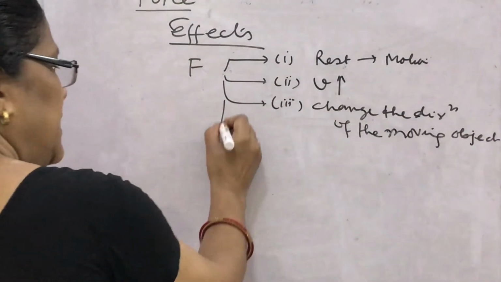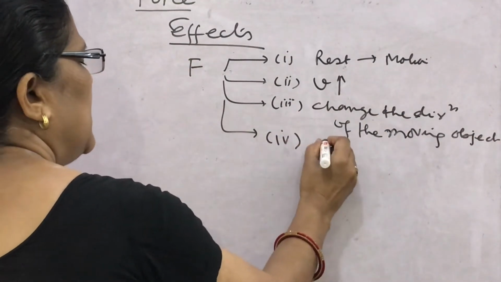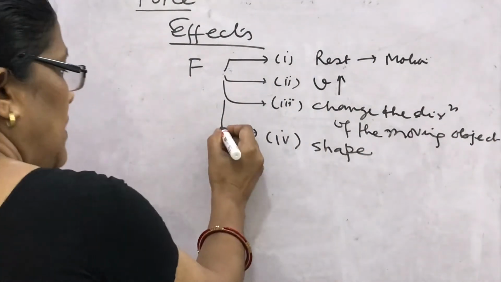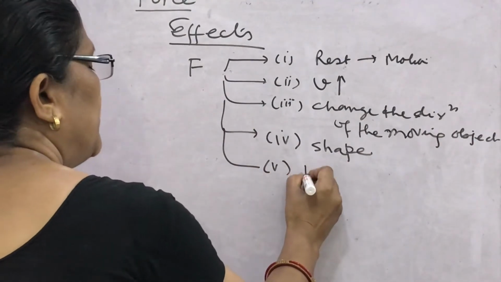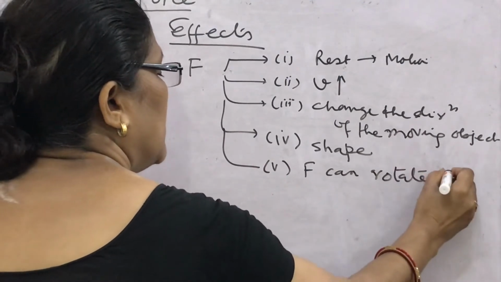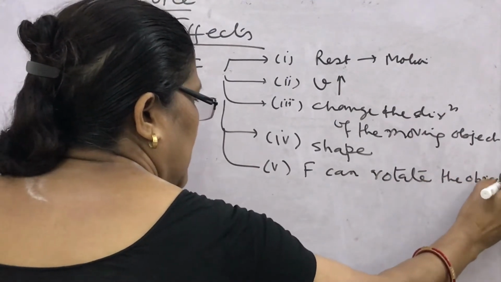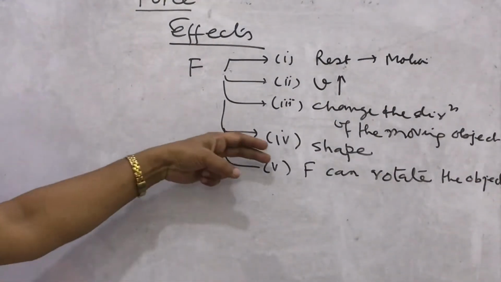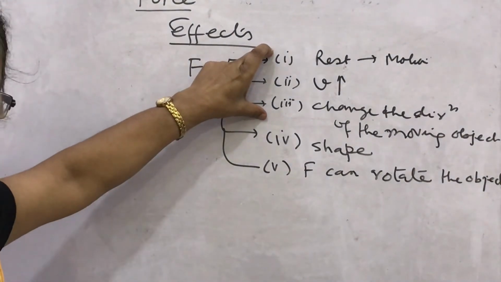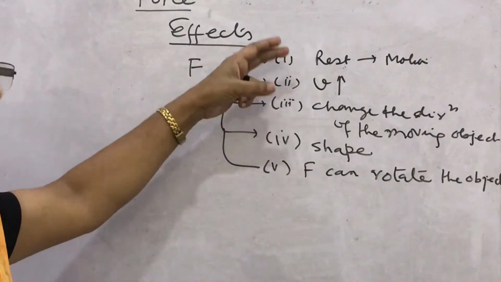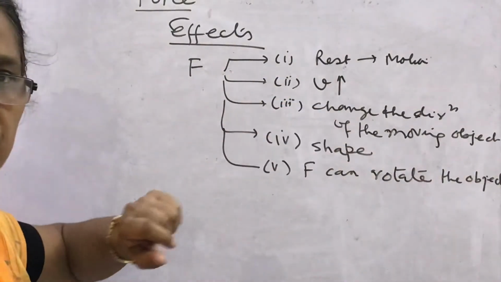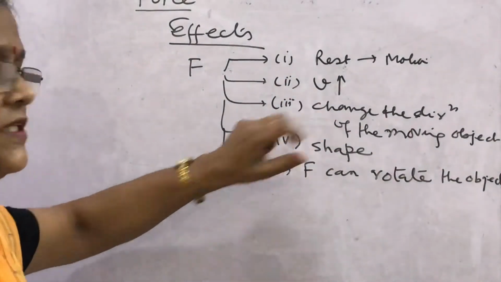Also, if the object is non-rigid, then its shape can also be changed by applying the force. Also, one more cause, that force can rotate the object. Now we will learn this point, because in all these, the first three are the acceleration produced in the object. They are saying the same. How is the acceleration produced? If the object is at rest, you apply the force, it starts moving. Its speed increases or its direction changes.